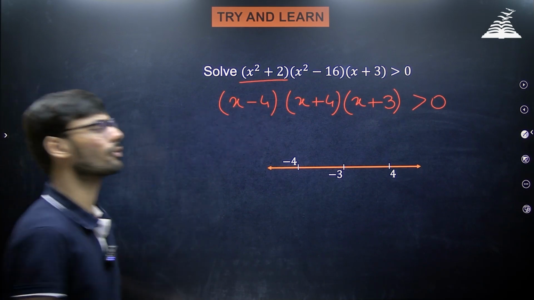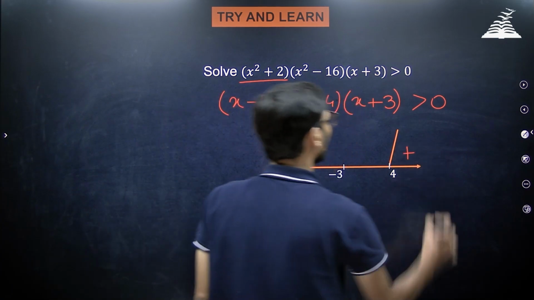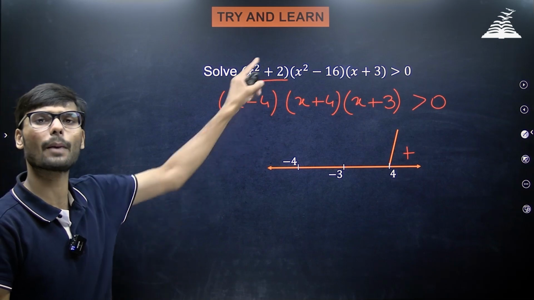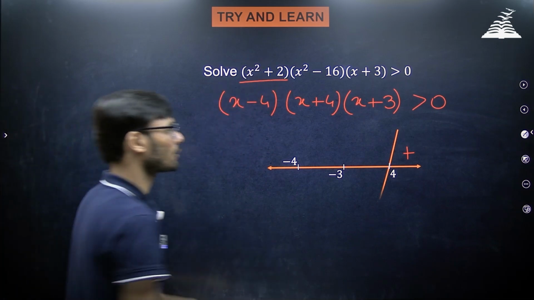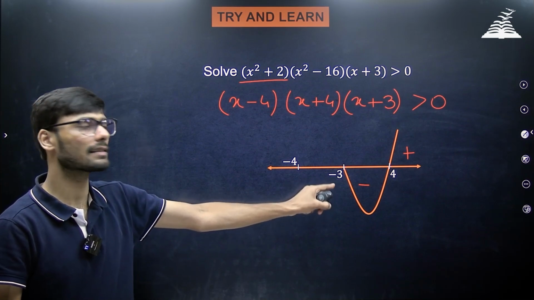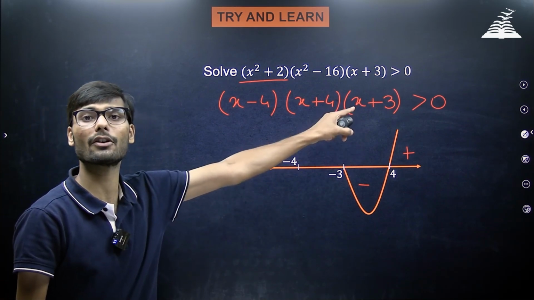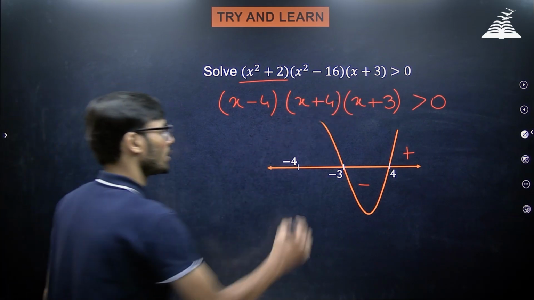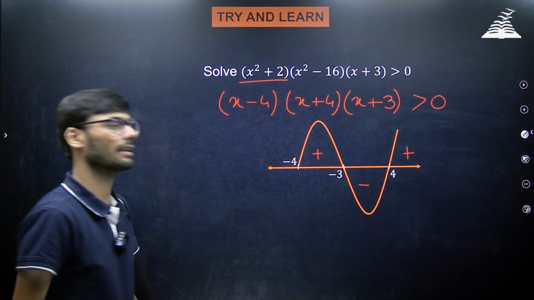Now, we know the extreme right is always positive. We are standing at 4. 4 is the 0 of x minus 4, power 1, odd number. Sign is going to change to negative here. We are standing at minus 3, which is the 0 of x plus 3. The power of x plus 3 is an odd number. So the sign is going to change again. It's going to be positive in this region.